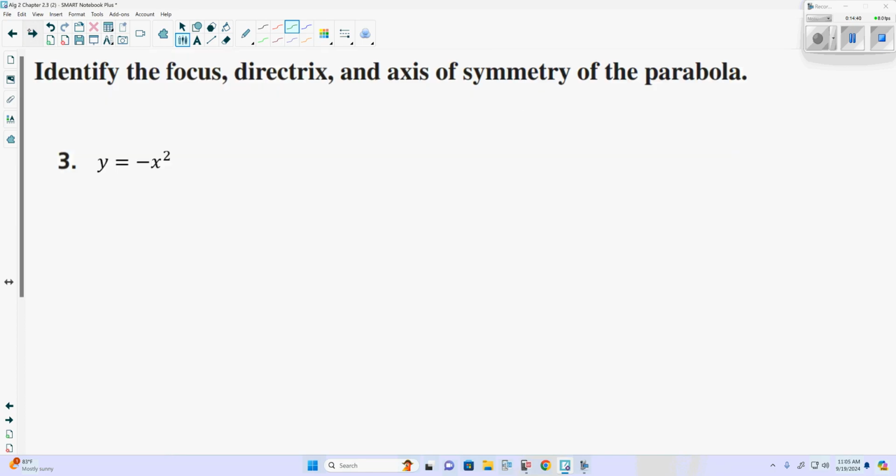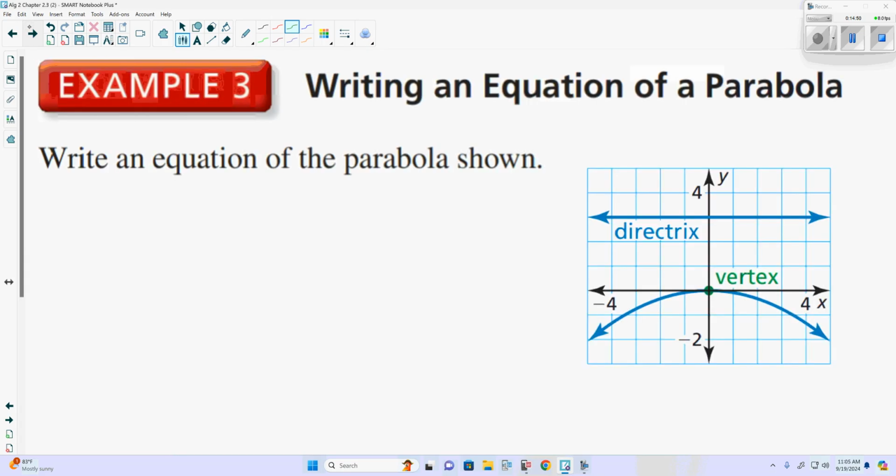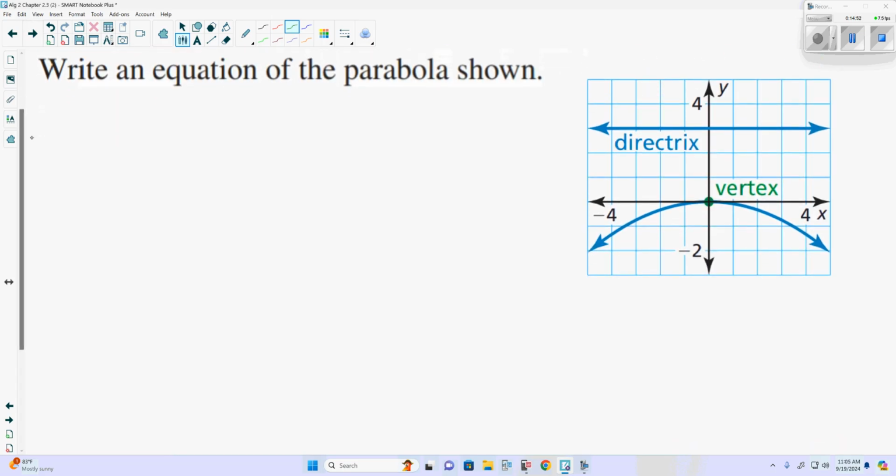Do we need to see another example of finding the focus, directrix, vertex, or axis of symmetry? Do we feel good with this here? Okay. All right. Now we're also going to write the equation.